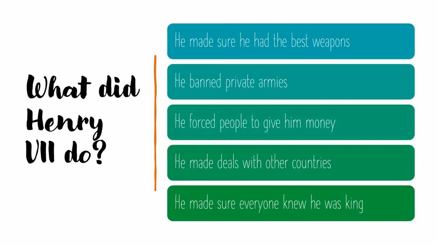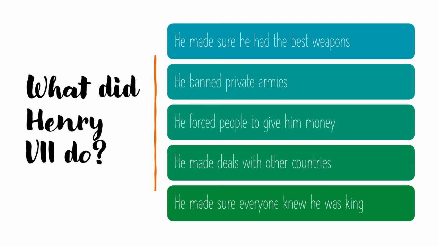And there were a few other things that Henry did as he reigned as king. He made sure that he had the best weapons. So he started to develop, making sure he invested in cannons. He wanted the most destructive and most feared weapons in the land. Obviously, that would help keep people away and make sure people were a little bit scared of him, and showed that he had quite a bit of power.